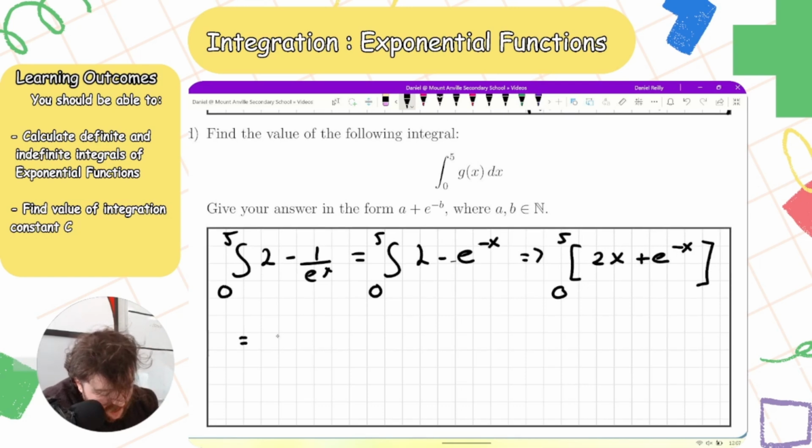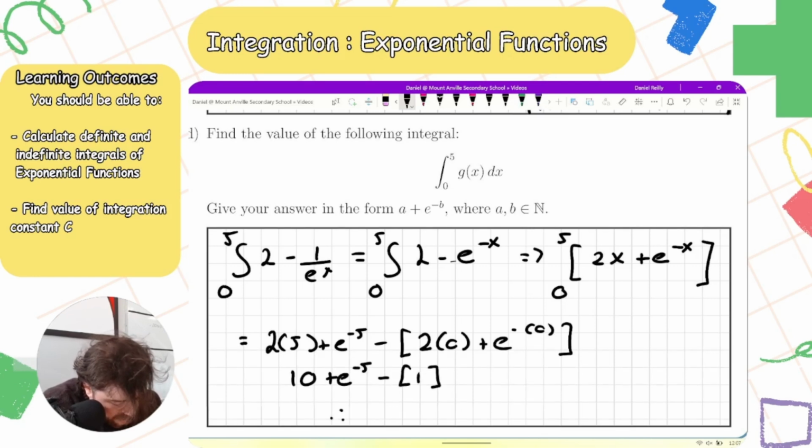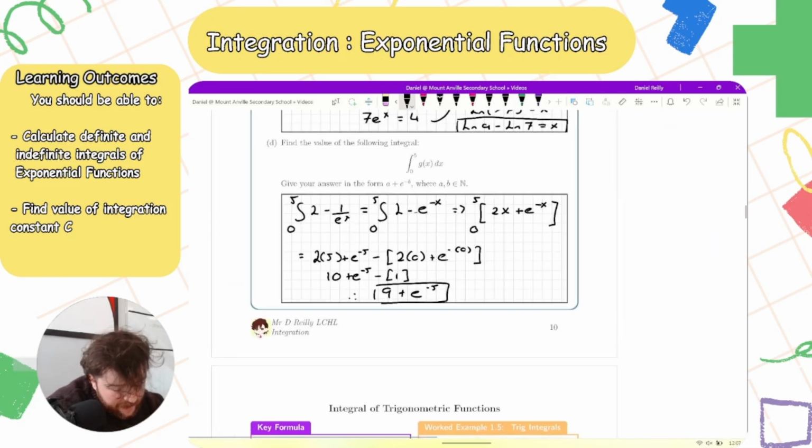Sub it in, and I'm going to have 2 times 5 plus e to the minus 5 minus 2 times 0 plus e to the minus 0, which is going to be 10 plus e to the minus 5 minus 1. So my answer here will be 9 plus e to the minus 5. Answer there. Right, and that's it.